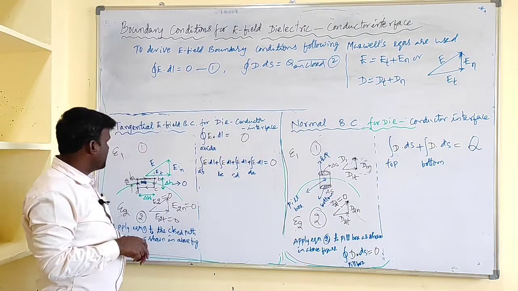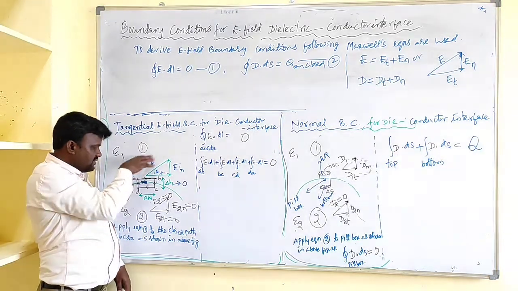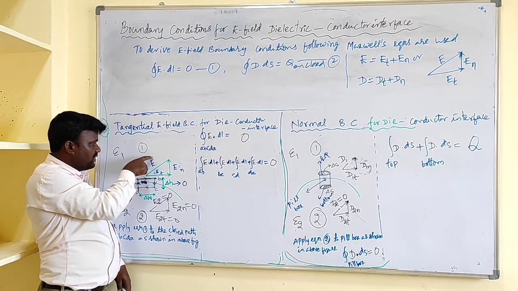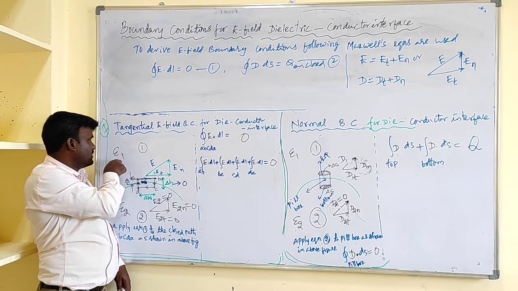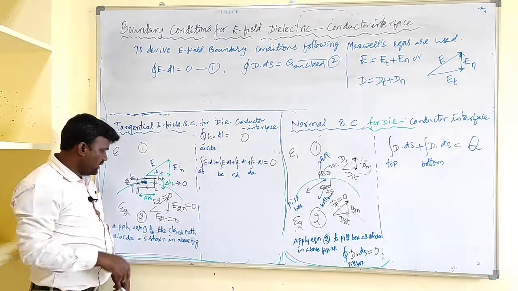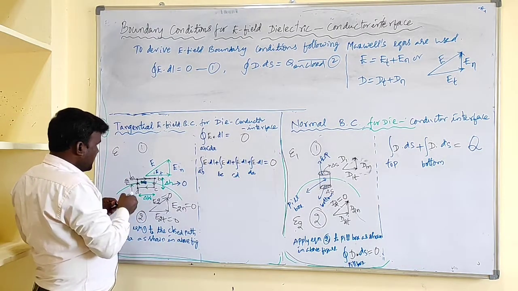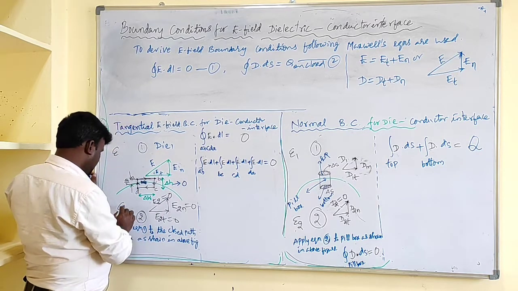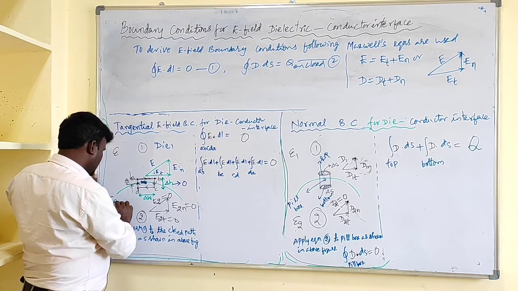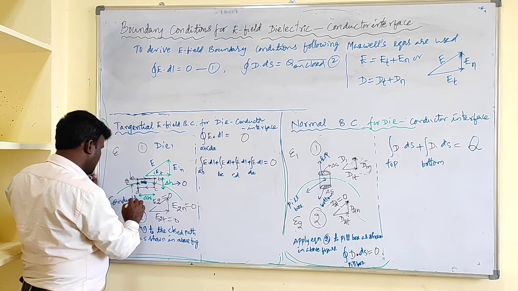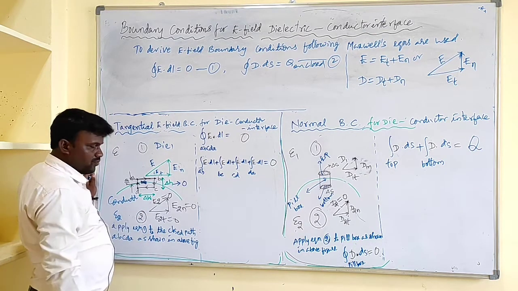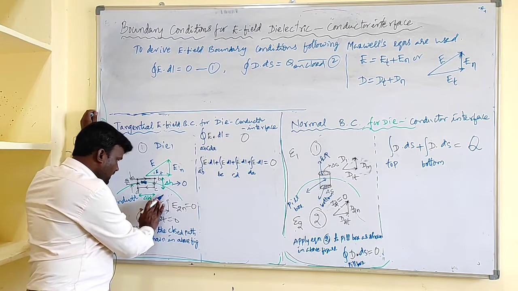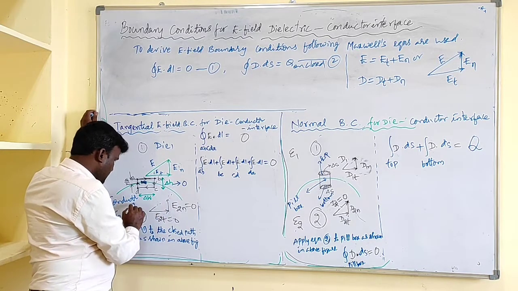So let us consider that an electric field exists in this region like this. The electric field in the first medium is E, with permittivity epsilon 1, as it is a dielectric. The second medium is a conductor, with epsilon 2. We know that inside the conductor the electric field is 0.